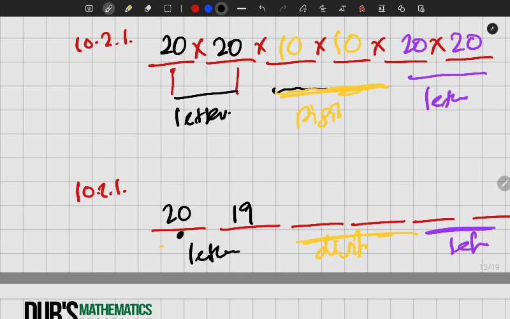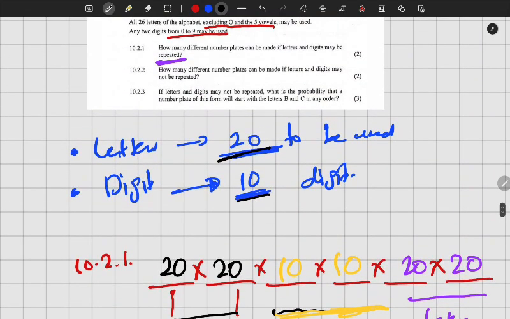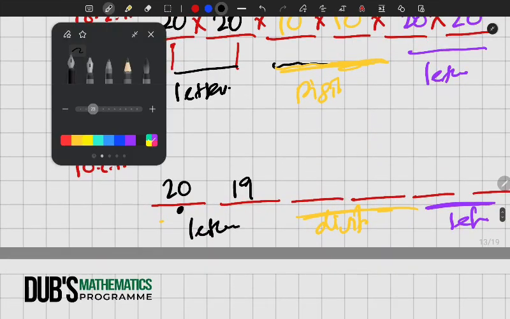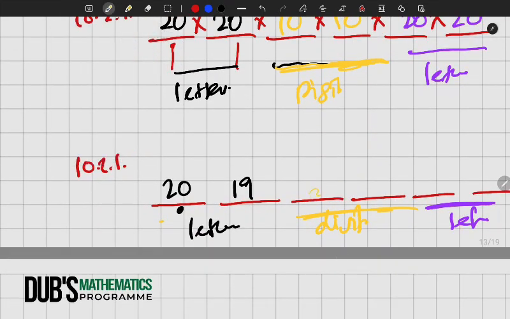Okay, then digits. They said both letters and digits may not be repeated. So you need to read this carefully because you can miss something. So we've got 10 digits.